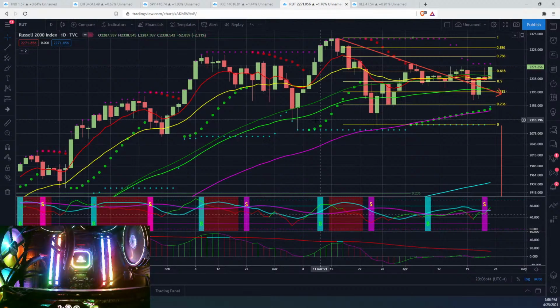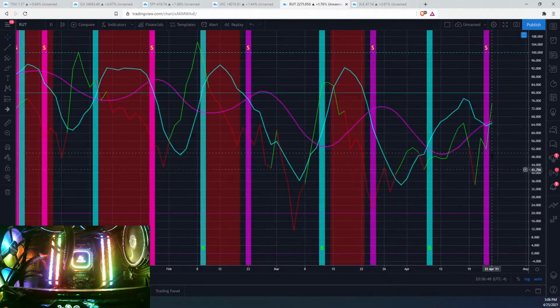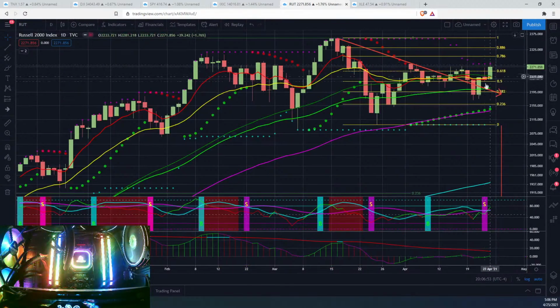So Russell 2000, obviously the weakest of the indexes. I expect it to be the weakest of the indexes. We obviously got the hard sell signal right here, and then we got a pretty powerful move after that. This is in the middle of the range. It's much less reliable. I prefer to see, like, coming out of the bullish control zone a hard sell, or coming out of the bearish control zone at the bottom of the range.